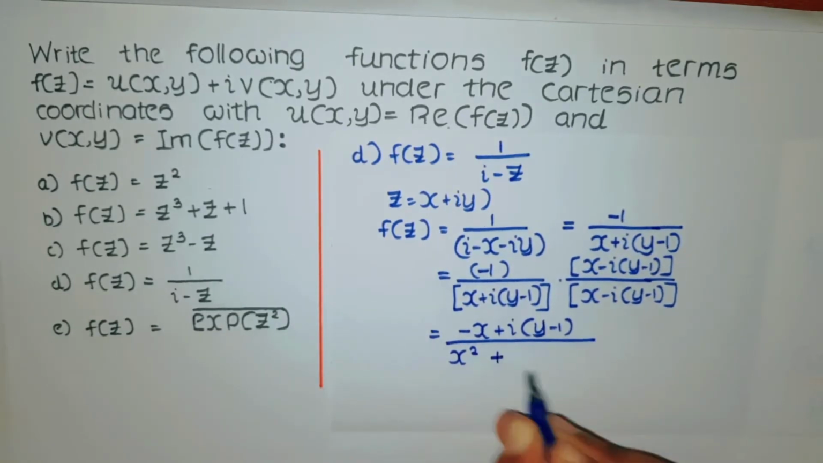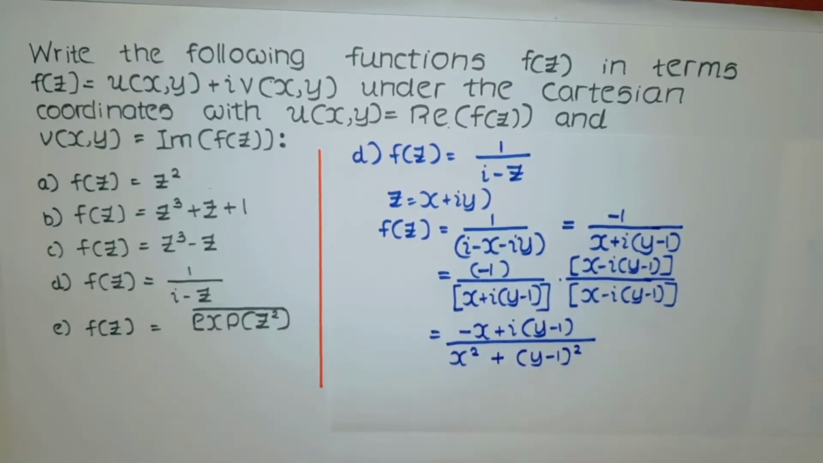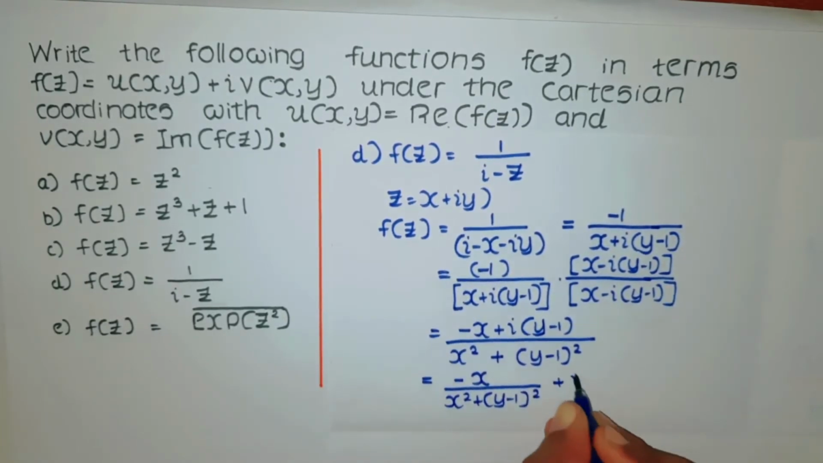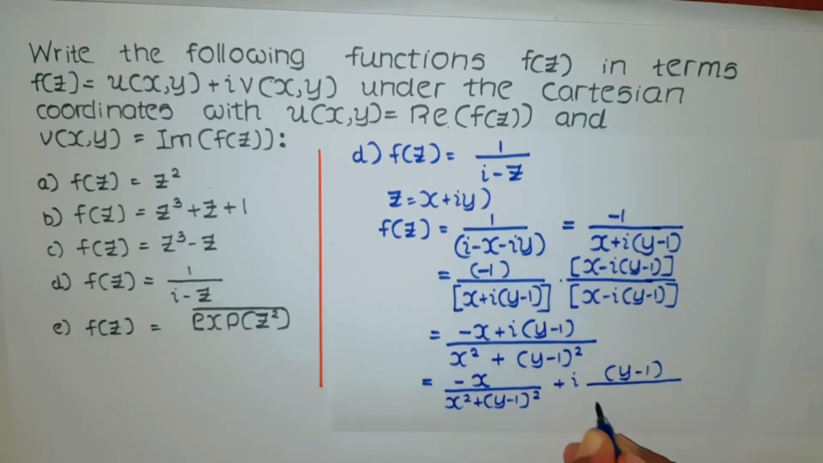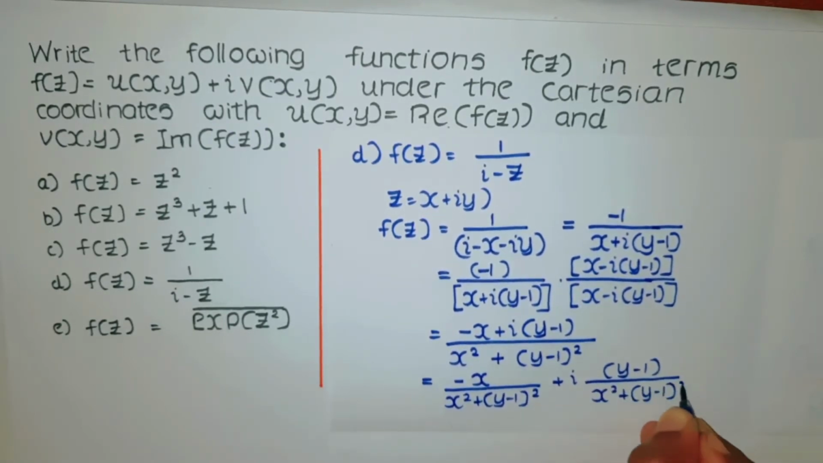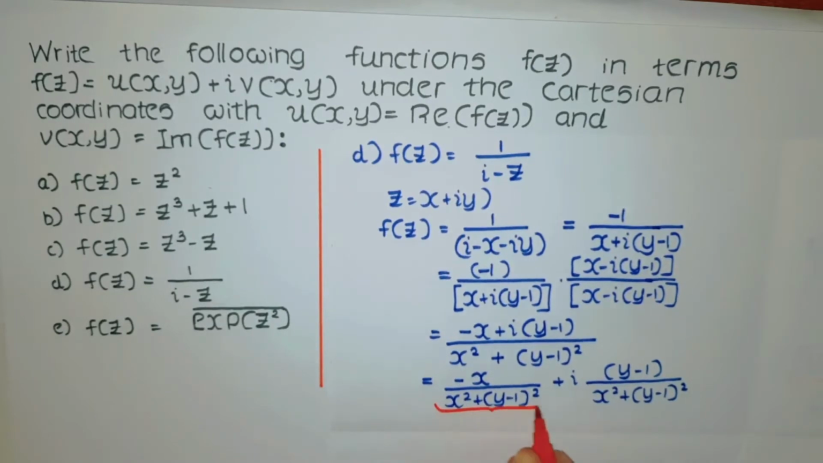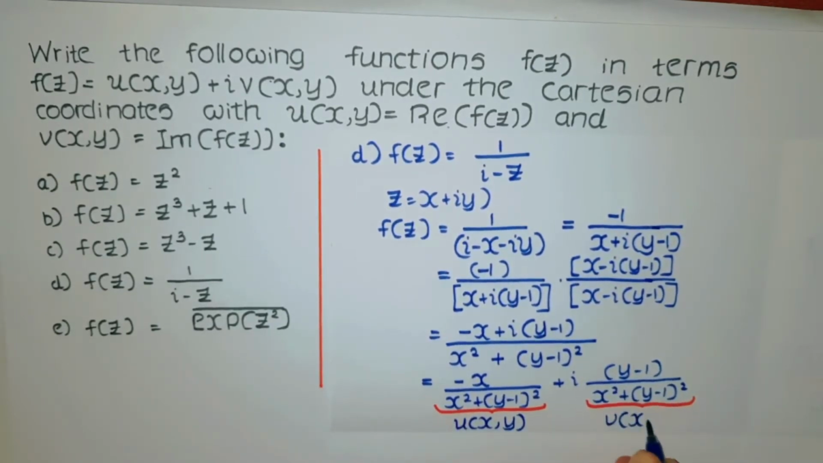Because i times i equals minus 1, so minus 1 times minus 1 gives plus 1. So the denominator becomes x squared plus (y minus 1) whole squared. So the final answer is this. Then this is u(x,y) and this is v(x,y).